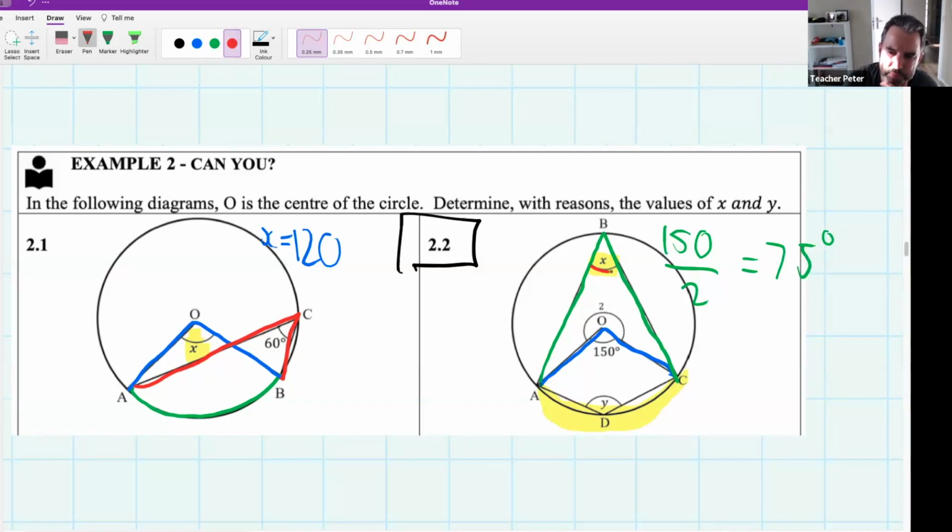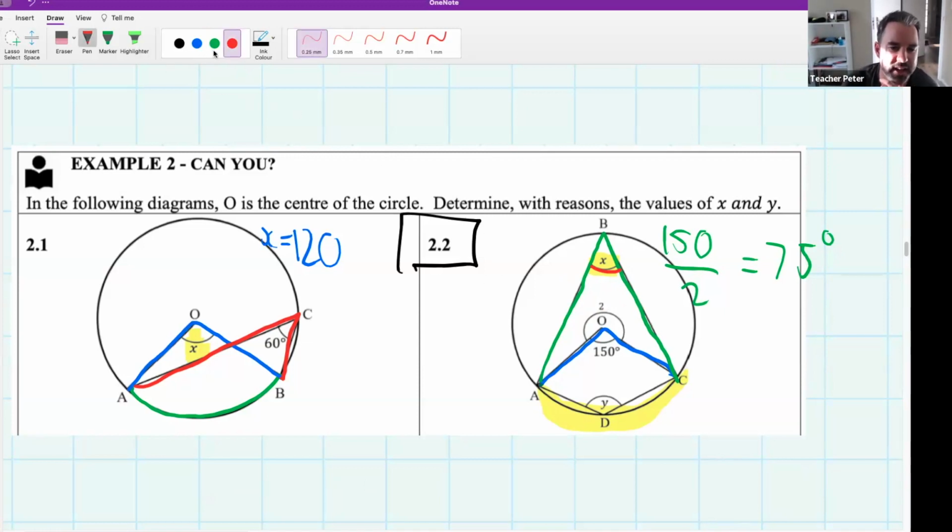Give me a thumbs up if you understand why X is 75. Give me a thumbs down if you don't. Let me see the thumbs. I can't see them thumbs. Digital thumbs, real thumbs, I don't mind, as long as I see some thumbs. Okay, fantastic. So you understand that.